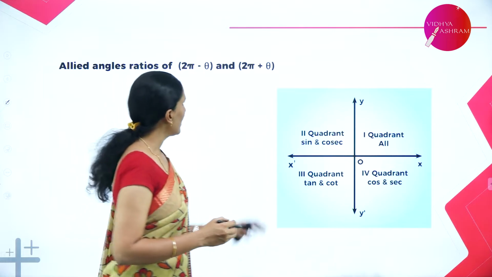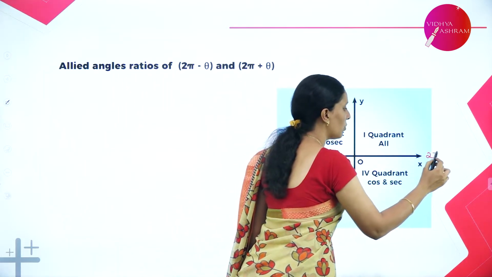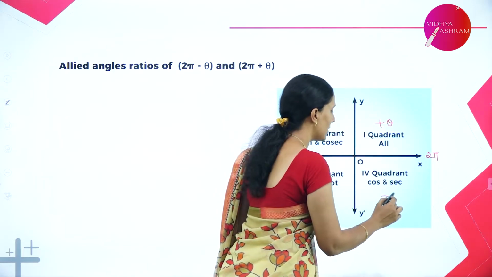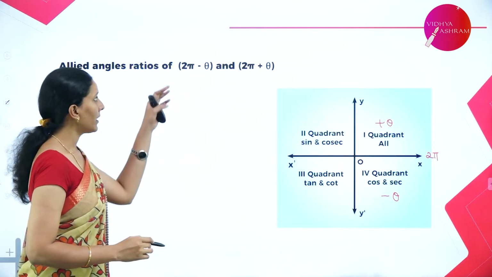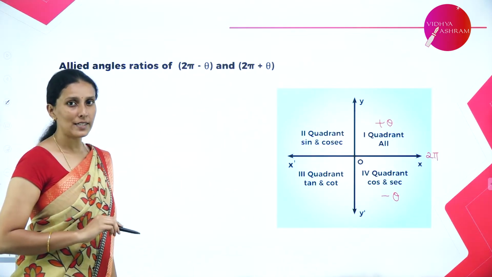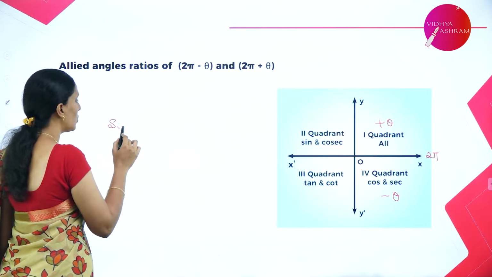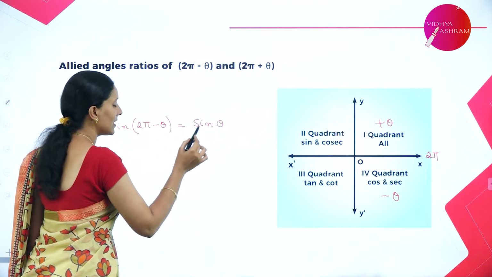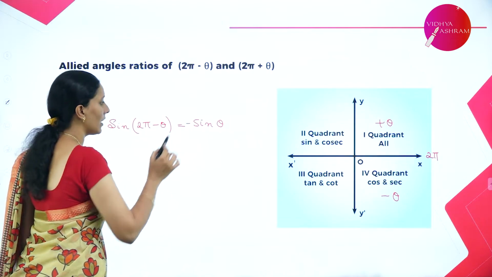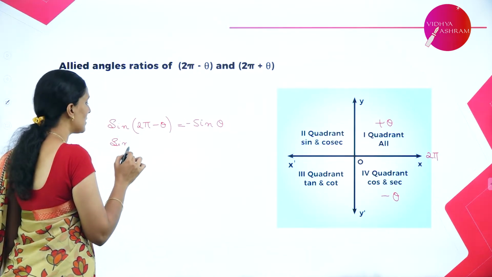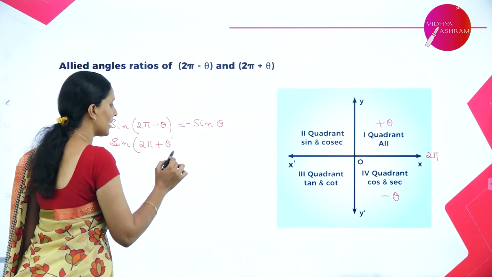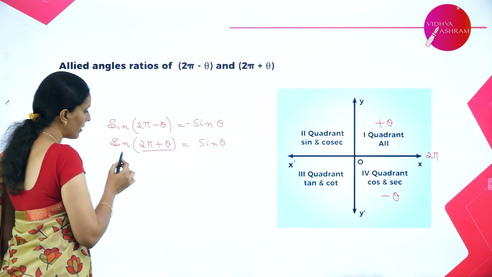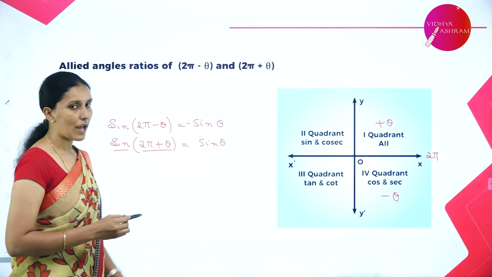Next, we will take the allied angles in terms of 2 pi. So, here is our 2 pi. 2 pi plus theta means it comes in the first quadrant. 2 pi minus theta means it comes in the fourth quadrant. But here, the function will remain the same. Only the sign changes. For example, sin of 2 pi minus theta is the same as sin theta, but since sin is negative in the fourth quadrant, we will get it as minus sin theta. Suppose the same function is taken in the form of plus theta, then it is sin theta, because 2 pi plus theta comes in the first quadrant, sin is positive in the first quadrant, and therefore the value is sin theta.